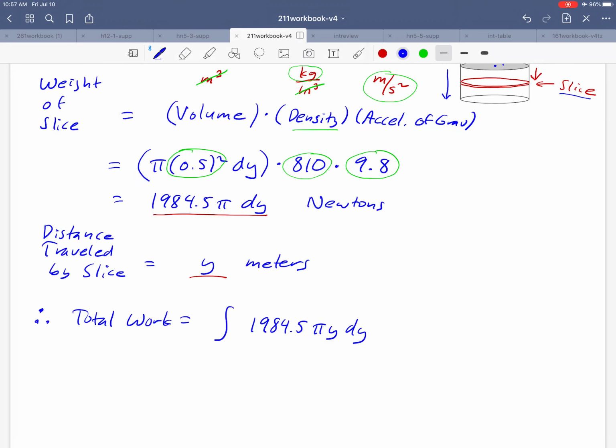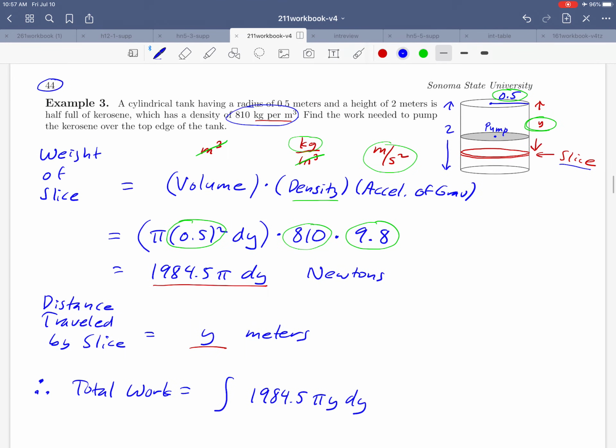Now here we have to be a little bit careful. I want to remind you of something. They told us at the beginning of the problem, this tank was not full, it was half full. That's going to have an influence on our limits here. So notice what the variable is in our integral first. It's y. So here's what we need to think about. What is the range of y values as we empty this tank? Remember what y is representing. It's the distance that a slice has to move.